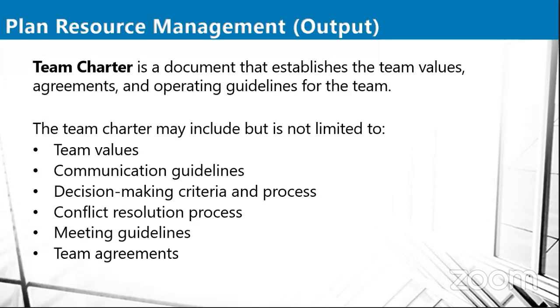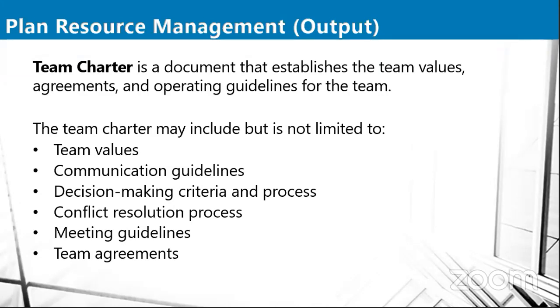Now you have gathered those resources together. Now you are trying to establish rules and regulations, team values, team agreement, guidelines. This is how this team is going to operate. You're going to have team values and communication guidelines. This is how we're going to communicate. You're going to have decision-making criteria and processes. This is how we're going to make our decisions.